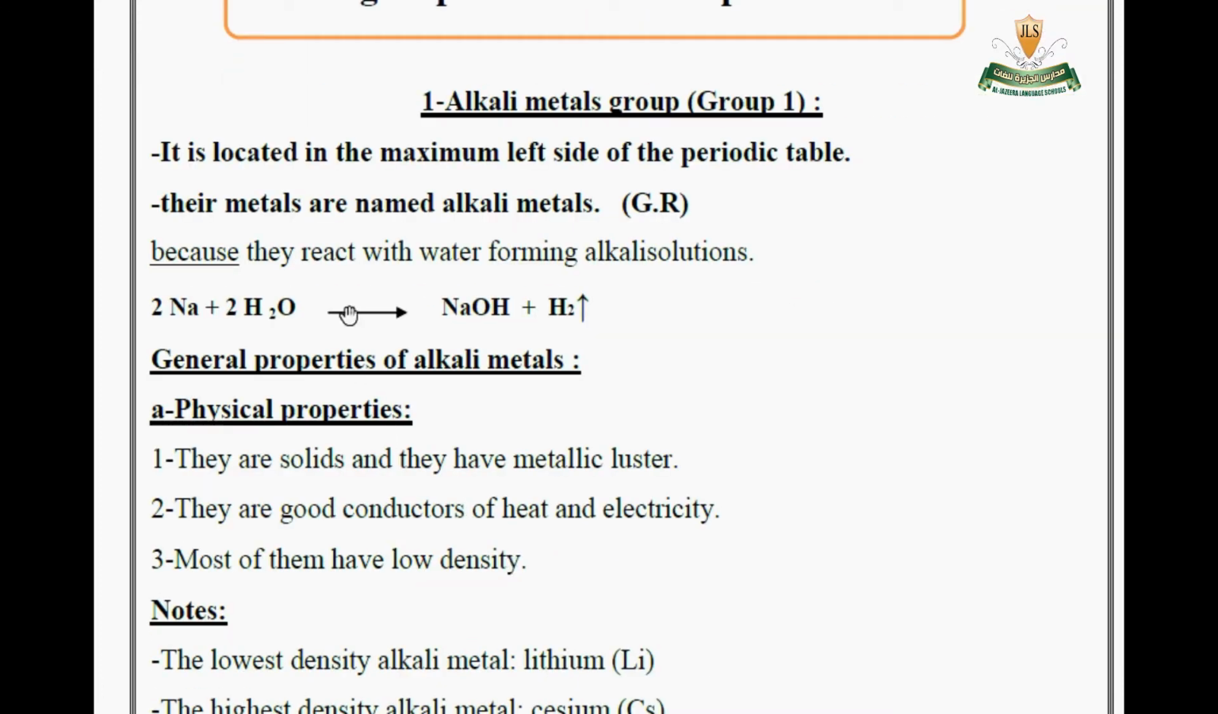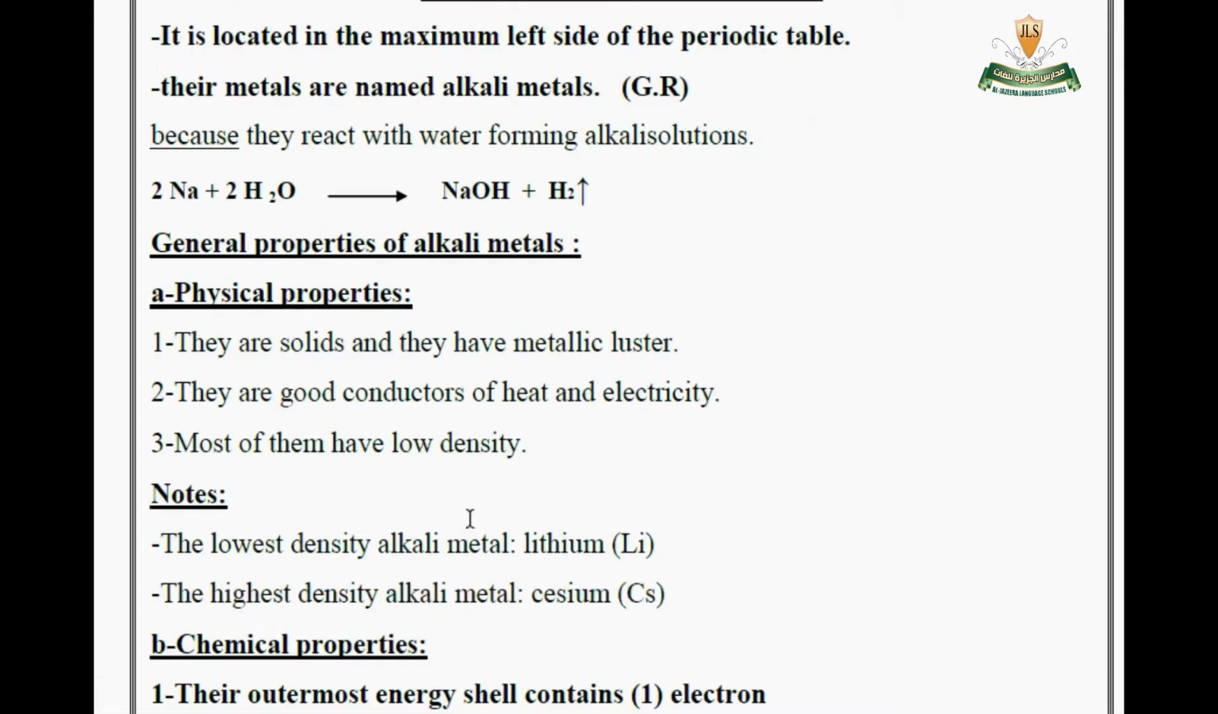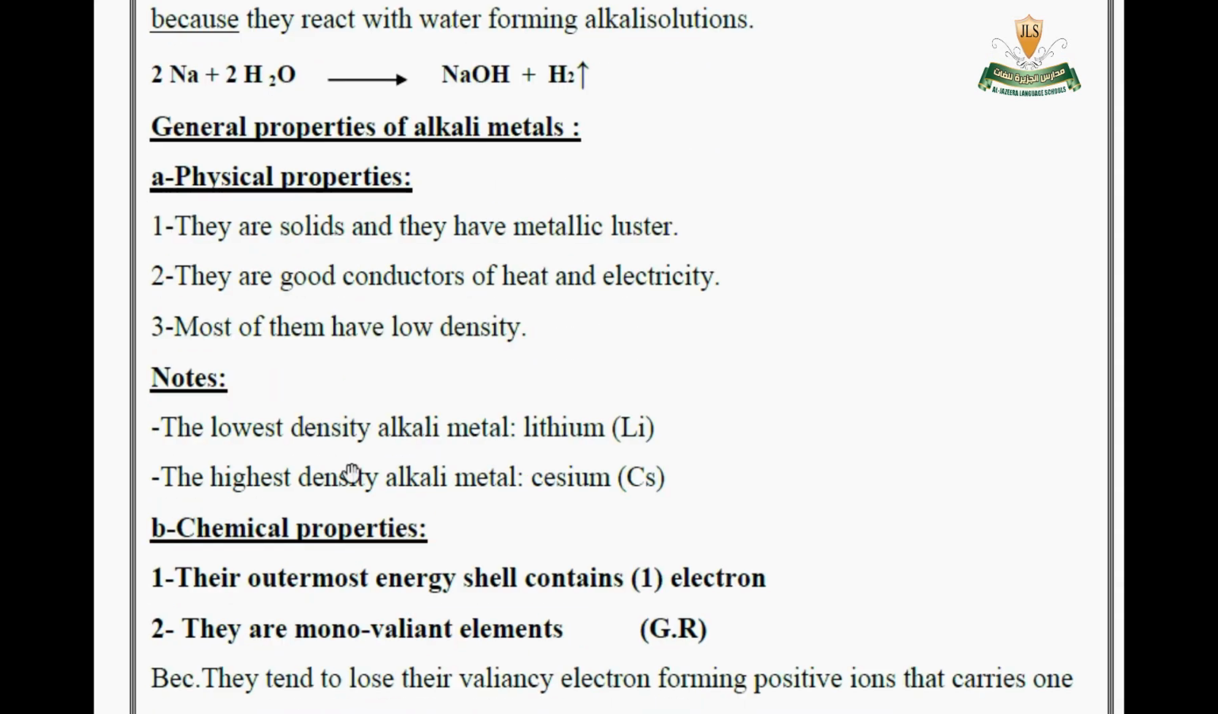Let's go to the general properties of alkali metals. First, physical properties. They are solid and they have metallic luster. They are good conductors of heat and electricity. Most of them have low density. The lowest density alkali metal is lithium, Li. The highest density alkali metal is cesium.